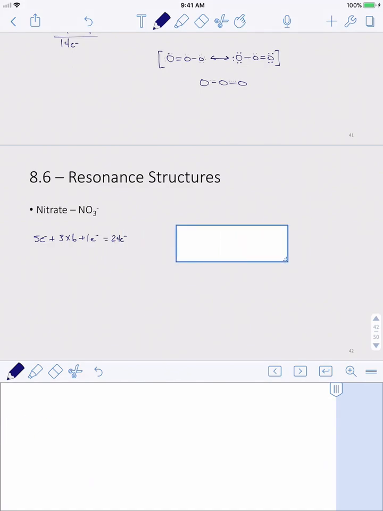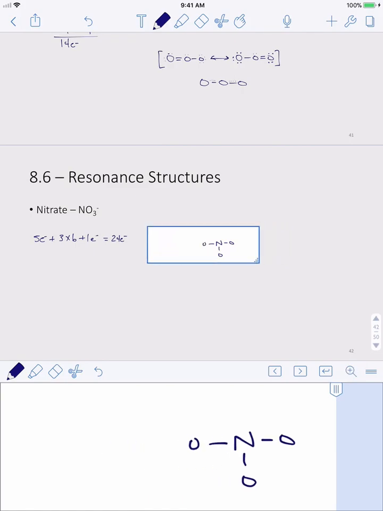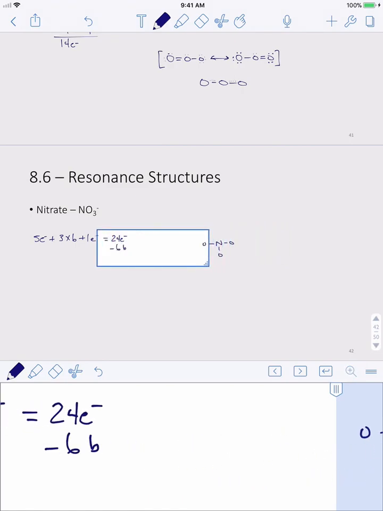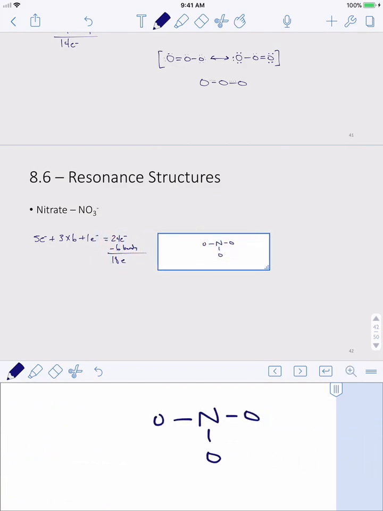When you think about this structure, nitrogen and oxygen, nitrogen is further away, so we're going to have a nitrogen surrounded by 3 oxygens. And now we have to subtract bonding, so -6 for bonding. That gives us 18 electrons to distribute. Go back over here and start adding them in. 2, 4, 6, 8, 10, 12, 14, 16, 18. Okay, so now all of our electrons are distributed.